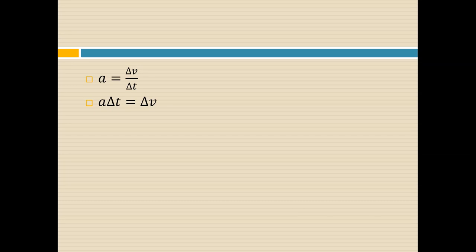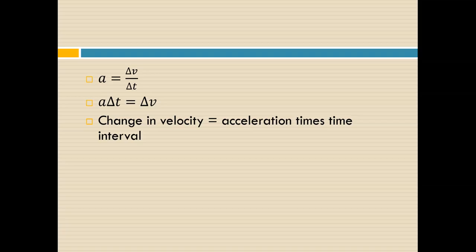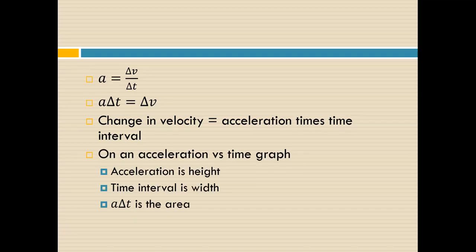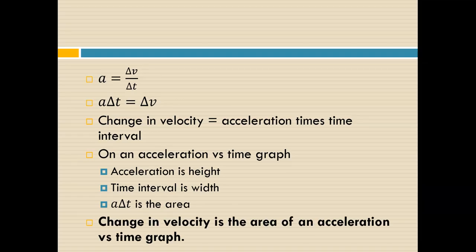On our acceleration versus time graph then, acceleration would be the height. That's the position on the y-axis, so that would be the height. Time interval is the change along the x-axis, so that would give us a base. A base times a height gives us an area. And so we can sum it up by saying that the change in velocity is the area of an acceleration versus time graph. It's not going to tell us what our final velocity is going to be. It is going to tell us how much our velocity is going to change.